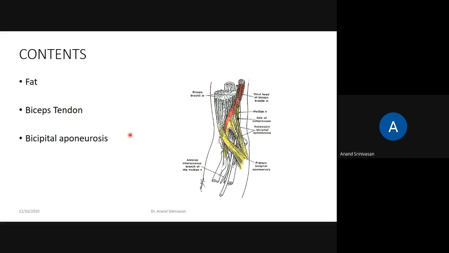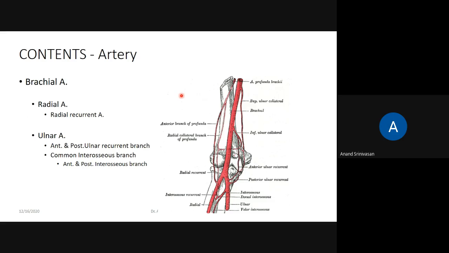The biceps tendon, the tendon of biceps brachii, and the bicipital aponeurosis, which is an extension from the biceps tendon. This we have seen. Apart from it, there are certain arteries and nerves. The artery is the brachial artery. In the cubital fossa, the brachial artery divides into two branches. One laterally, which is the radial artery, and the other medially, which is the ulnar artery.